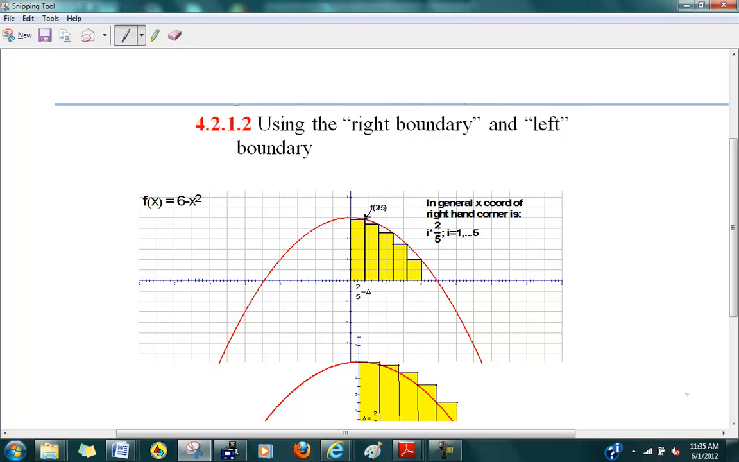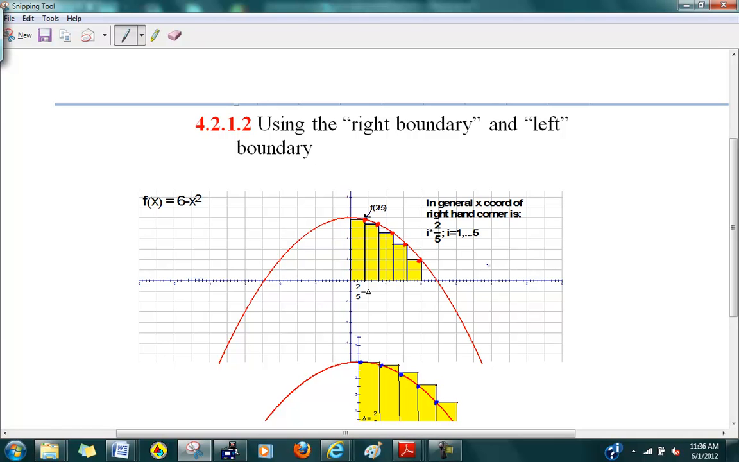Okay, so take a look at those two pictures, and both of them have rectangles. Now notice the boundary points at the top right hand corner of every rectangle in the top picture. Do you see why that's called a right boundary method? Because the top right-hand corner is on the curve, as opposed to the left boundary method. Do you see that? The top left corner is on the curve. You guys see that? Okay.